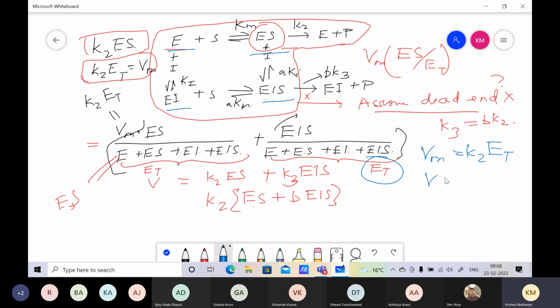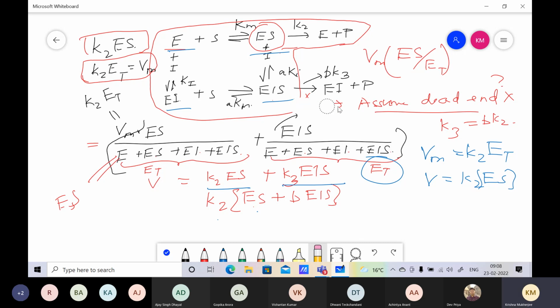But the real V is actually K2 into ES. Or actually, if the most general equation is valid, it is equal to K2 into ES plus K3 into EIS, which is K2 into ES plus B into EIS. Okay? All of you have agreed with this? Sort of re-emphasizing the obvious, but still, because I can't see you, I cannot make out. That is why one has to go slow in online classes. All of you are okay with this? Yes, sir. Okay.